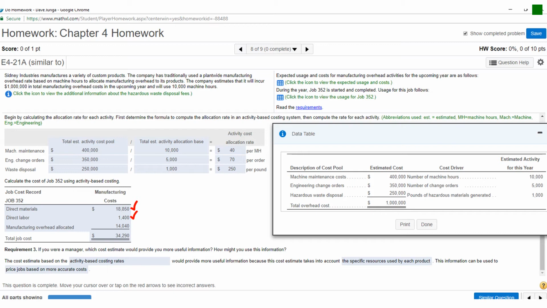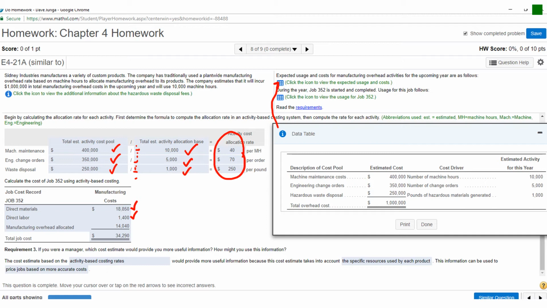So if I'm back to my initial box, I check with those activities. Notice you've got the 400,000, the 350, 250, that all adds up to $1 million. Essentially you're allocating that $1 million over 3 activities. You then divide by the base, which they've given to you: 10,000, 5,000, and 1,000. These are the different rates you come up with: $40 per machine hour, $70 per order, and then $250 per pound.